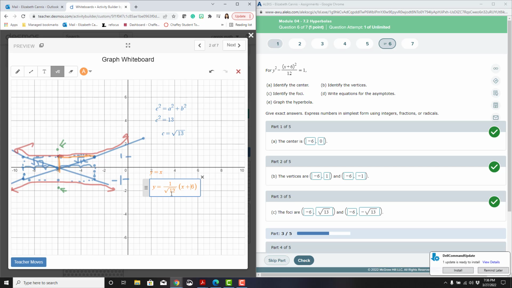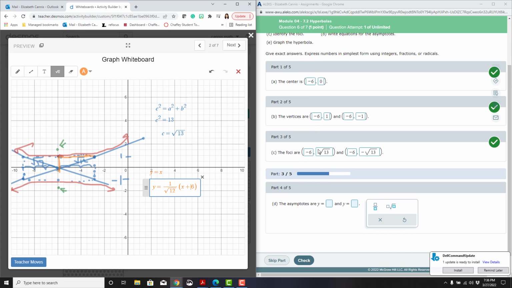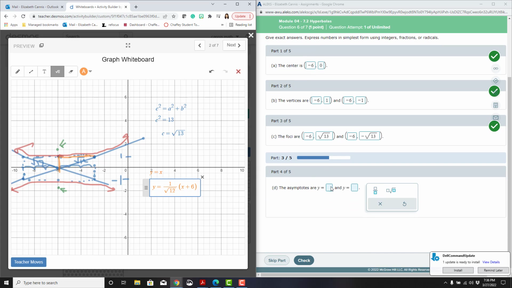You can get fancier and put it in slope-intercept form, but it should accept it just like this. Again, no approximations for that square root of 12, so just write it in as is. So I'm going to write 1 over that square root of 12, and then I'm going to have x plus 6, and that should be in a parenthesis.